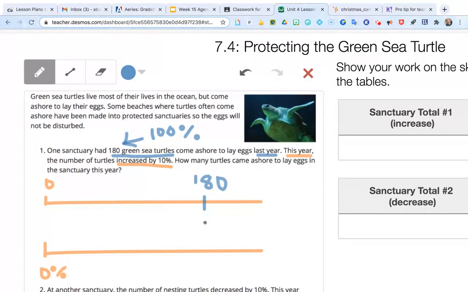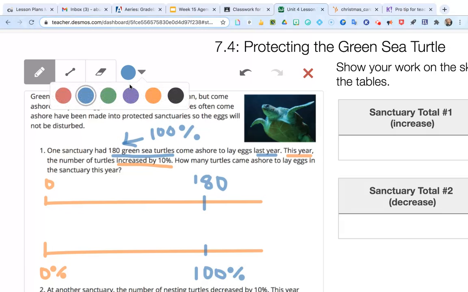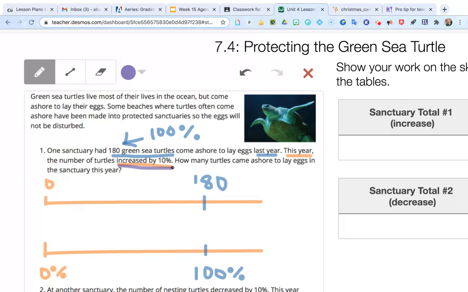And the percentage that matches that was 100%. I am trying to find 10% more. So I'm trying to find 110, so I'm trying to find 110%. So I'm going to put a line up here. So I'm trying to grow by 10%.